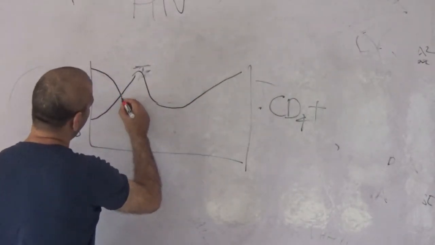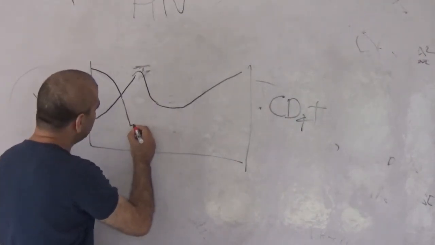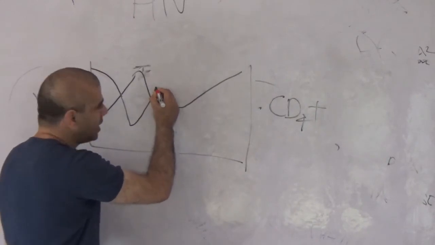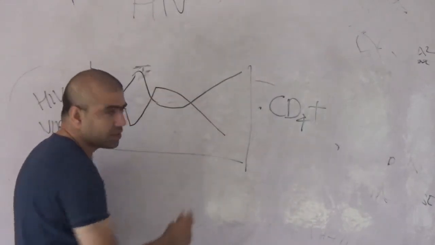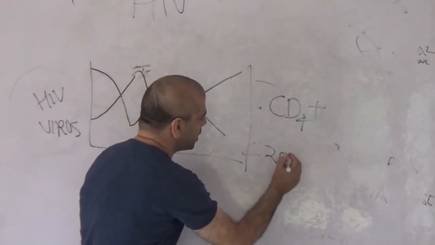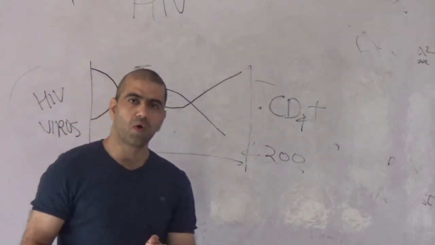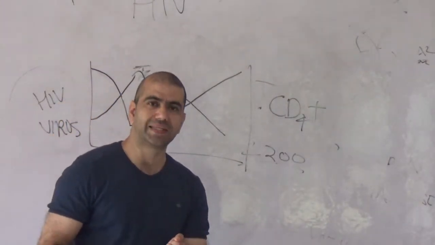And on the other side, you will see that the CD4 count goes initially down in the acute phase, then it recovers in the counterattack, and finally it goes down. And when the CD4 count goes down to less than 200, you can say that the person is suffering from AIDS. So now let us see how AIDS is diagnosed.